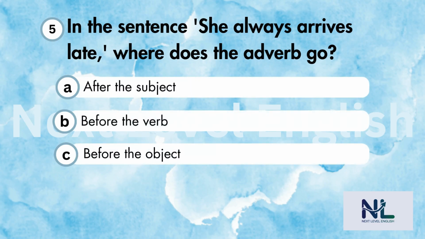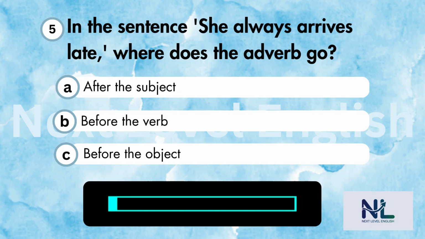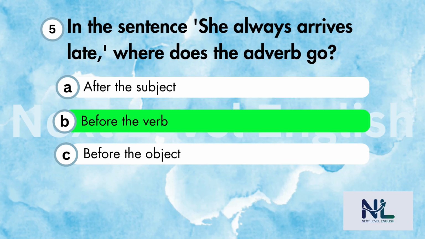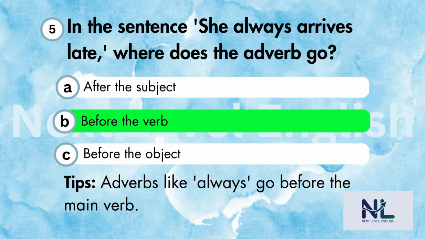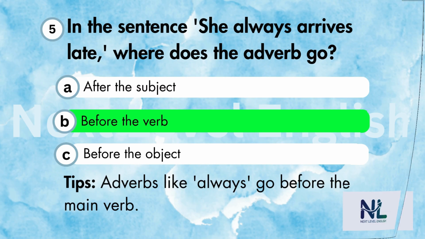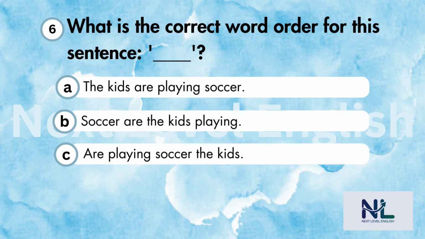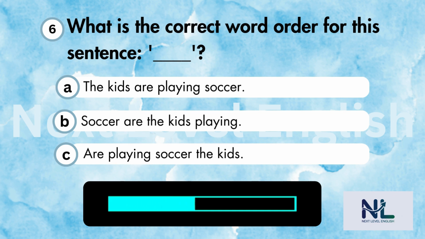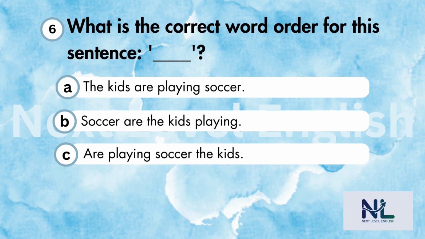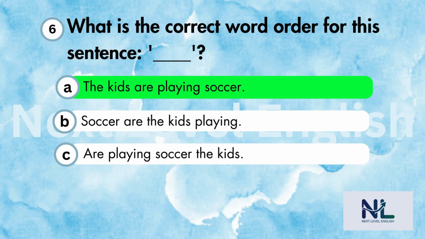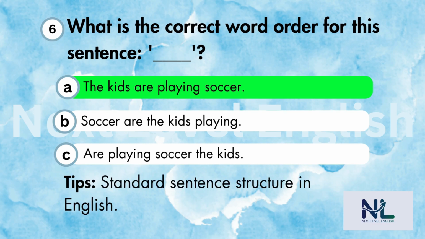5. In the sentence, she always arrives late, where does the adverb go? Before the verb. Tips: adverbs like always go before the main verb. 6. What is the correct word order for this sentence? The kids are playing soccer. Tips: standard sentence structure in English.